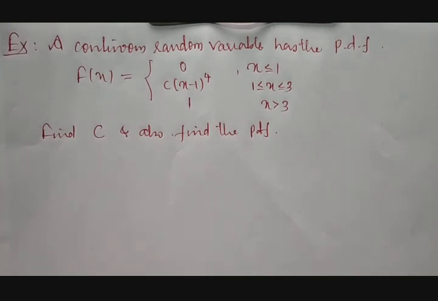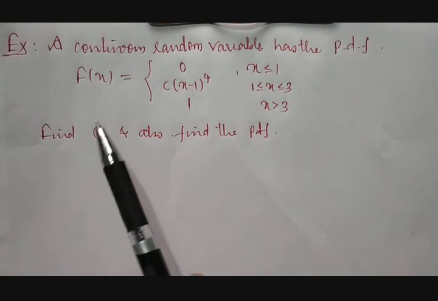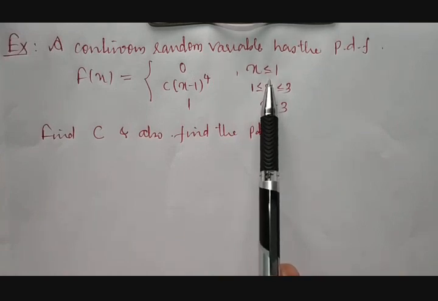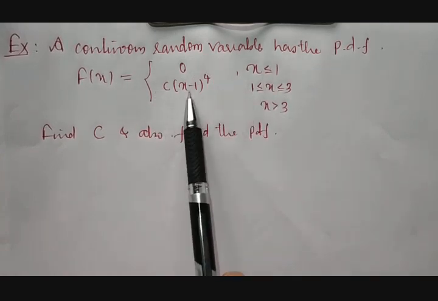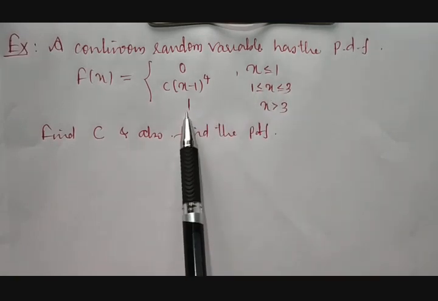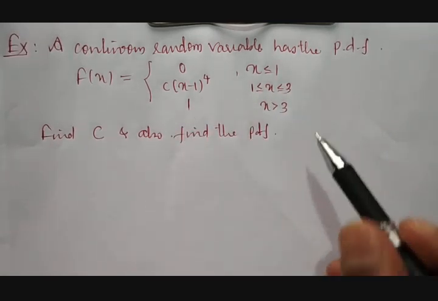Now we'll discuss one example on continuous probability distribution. The example is: a continuous random variable has the cumulative distribution function F of x equal to 0 where x is less than or equal to 1, it will be c into (x minus 1) raised to 4 where x lies between 1 to 3, and it will be 1 where x is more than 3.